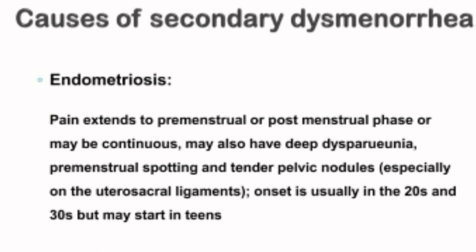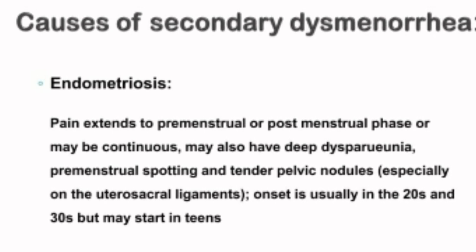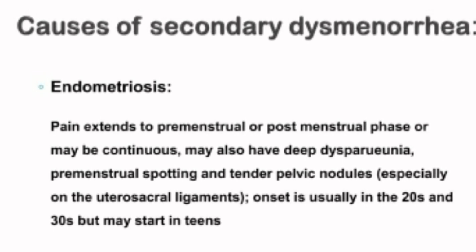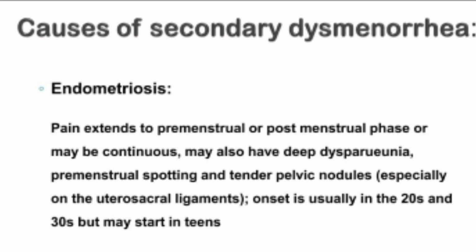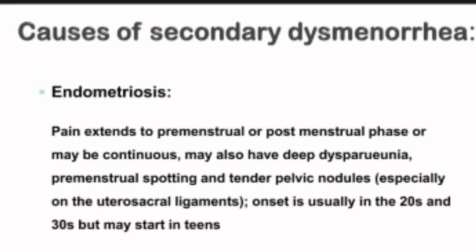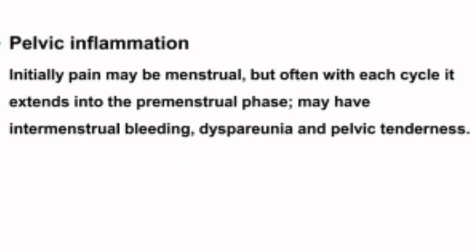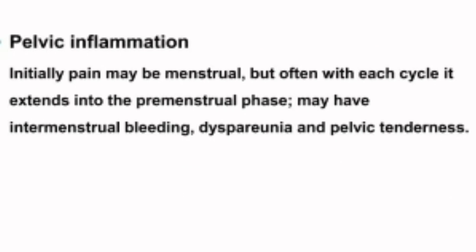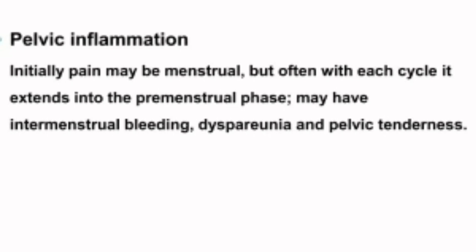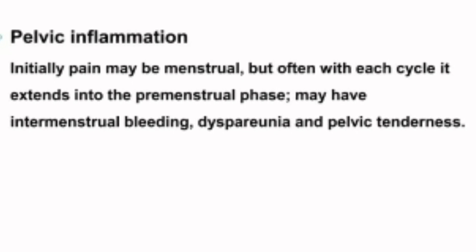The features of endometriosis: pain extended to the premenstrual or postmenstrual phase or may be continuous, may also have dyspareunia, premenstrual spotting, and tender pelvic nodules. Onset is usually in the 20s and 30s, but may start in teenage. Then pelvic inflammation. Initially pain may be menstrual, but often with each cycle it extends into the premenstrual phase, may have intermenstrual bleeding, dyspareunia, and pelvic tenderness.